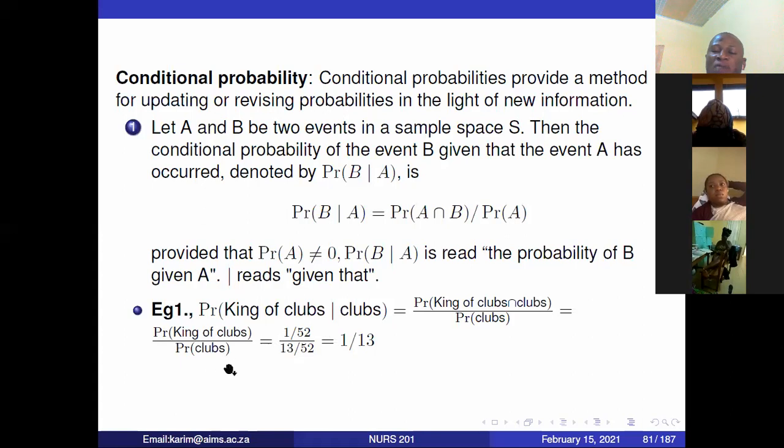How many clubs do we have? We have 13 of them, so we take 13 divided by 52. If we work this out, we have 1 over 52 multiplied by 52 over 13. The 52 cancels 52, leaving 1 over 13. So the probability of finding a king of clubs, given that it is a club in the deck of cards, is 1 over 13.